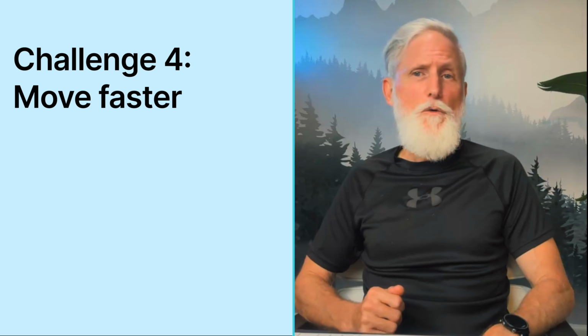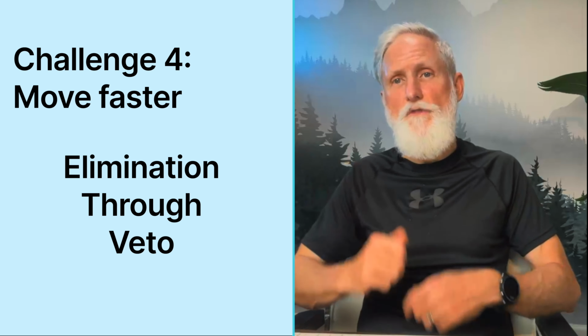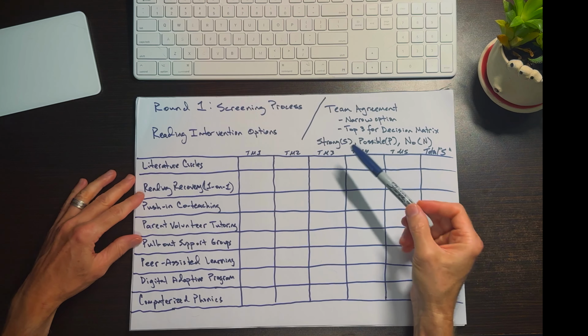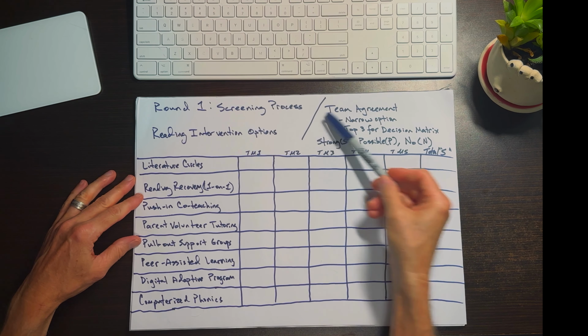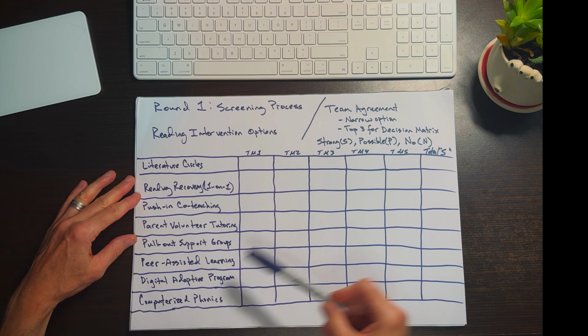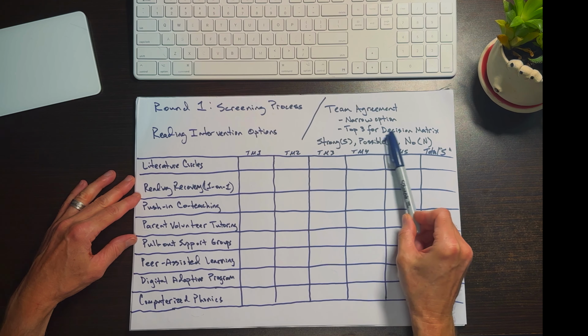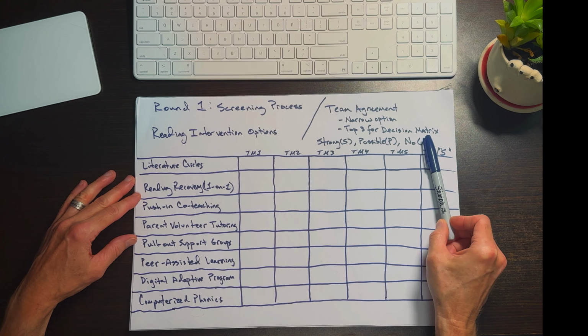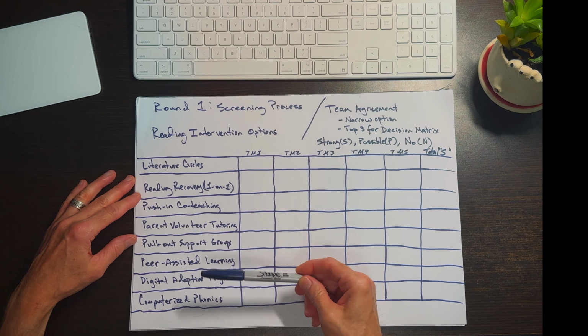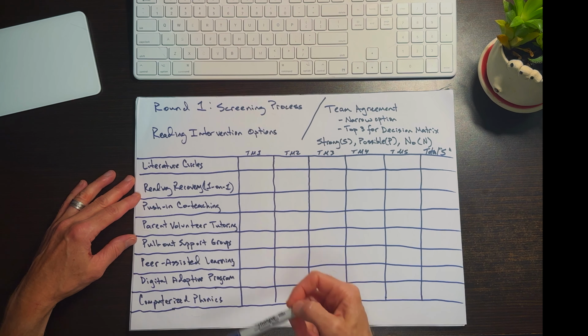Challenge 4, you need to move faster. So here's something you could do, just a quick elimination first. Each person vetoes an option. We can see here that this is round 1 of a screening process where we're trying to reduce the number of options to just narrowing it down to 3 that will actually go into the decision matrix. So we don't have time to put all of these through the decision matrix, so we're going to do a quick yes or no or maybe for each of these options.